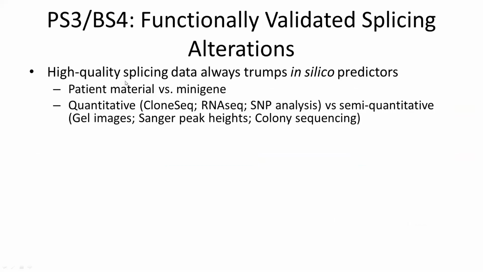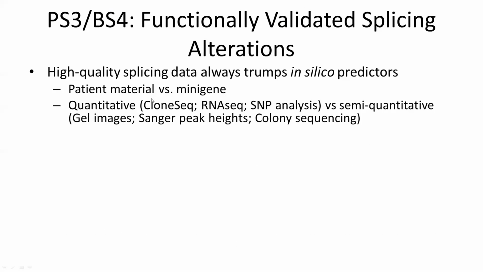Very quickly, how to determine what is high-quality splicing data. You want to look at whether or not patient material was used versus a minigene. In my experience, minigenes are okay, but they're often wrong, or they only show you one splice event when two different splice events might actually be happening if you looked at the patient material.